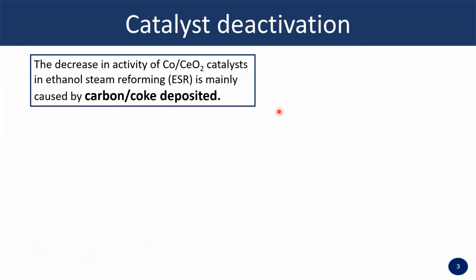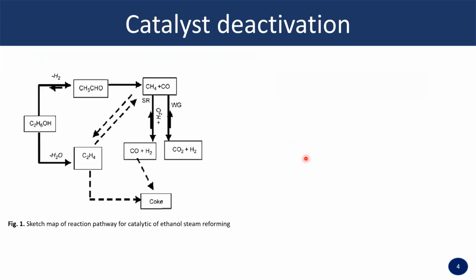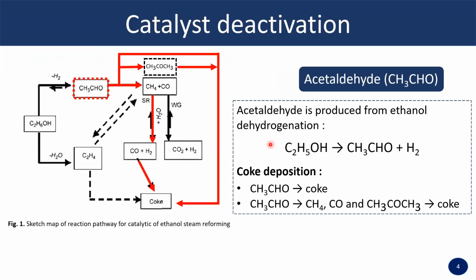For catalyst deactivation, the main cause of catalyst deactivation on cobalt on silicon oxide catalyst in ethanol steam reforming is from carbon or coke deposit. The cause of coking is byproducts of ethanol steam reforming such as acetaldehyde, ethylene, acetone, carbon monoxide, and methane. Figure 1 shows the reaction pathway for catalytic ethanol steam reforming. Acetaldehyde is produced from ethanol dehydrogenation, and acetaldehyde can lead to coking or produce methane, carbon monoxide, and acetone, and continue to coking.